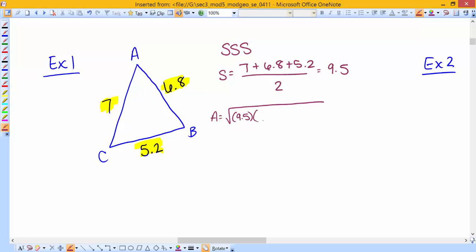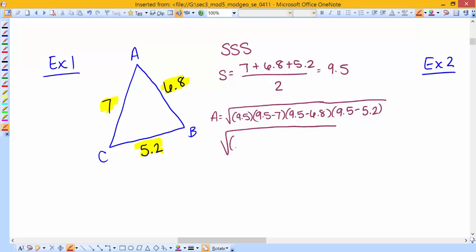9.5 times, now it's going to be 9.5 minus each of my 3 side lengths. So I have to do this 3 different times. My first side length I'm going to use is 7, then it's 9.5 minus 6.8 and 9.5 minus 5.2. So I need to find all of that.